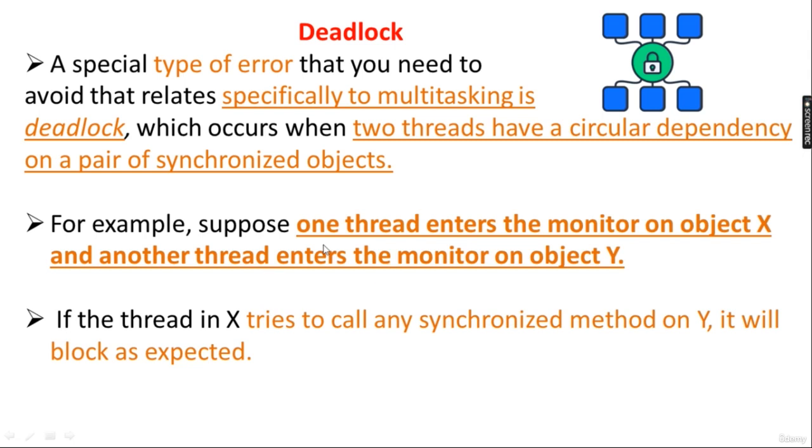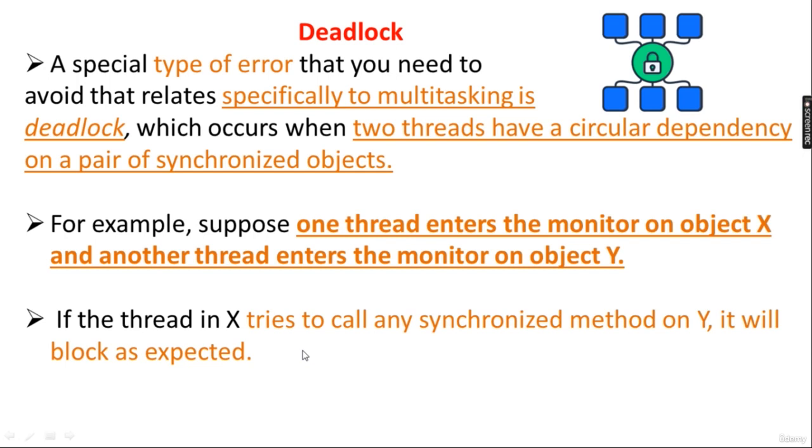Okay, a special type of error is called deadlock, and that relates specifically to multitasking. It will occur when two threads have a circular dependency on a pair of synchronized objects. The dependency is circular, and it is on synchronized objects. For example, suppose one thread enters the monitor on object X and another thread enters the monitor on object Y. If the thread in X tries to call any synchronized method on Y, it will block as expected.